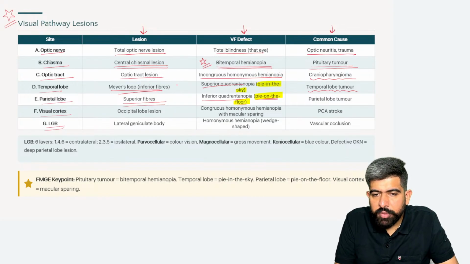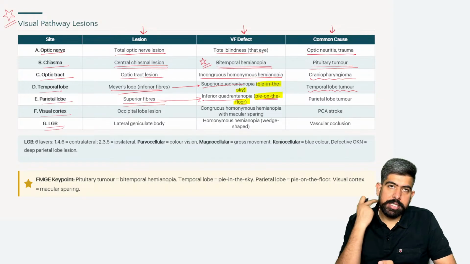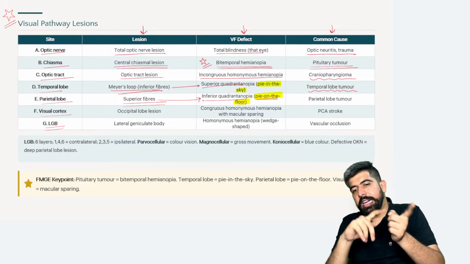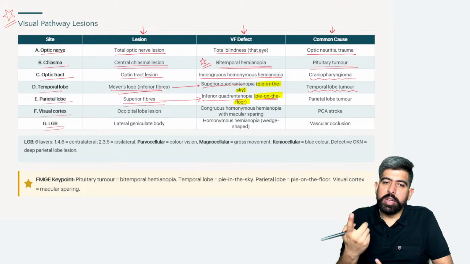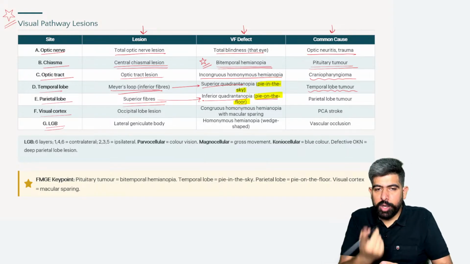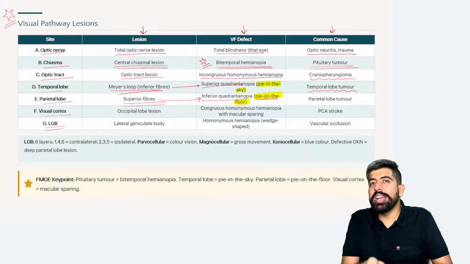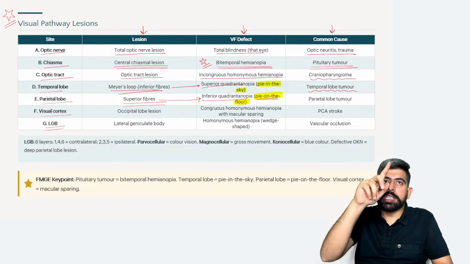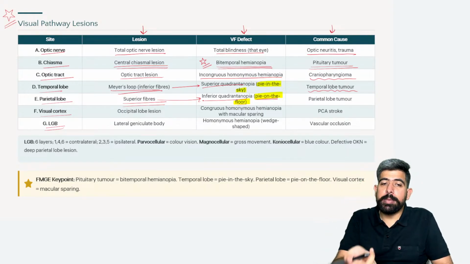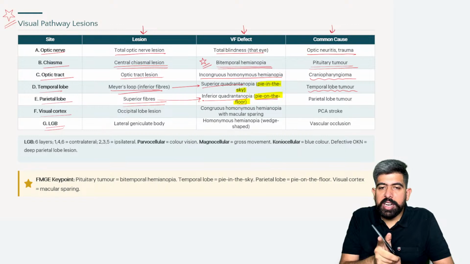देखो inferior fiber है तो inferior में superior quadrant जाएगा. Superior fiber है तो inferior quadrant जाएगा. Just remember about it. Superior में inferior, inferior में superior. So if the inferior fiber is gone, temporal lobe में, right, in Meyer's loop, which is the inferior fiber, so pie will be in the sky. Okay. Now if we're talking about the parietal lobe, which is the superior fibers, it will be the inferior quadrant.